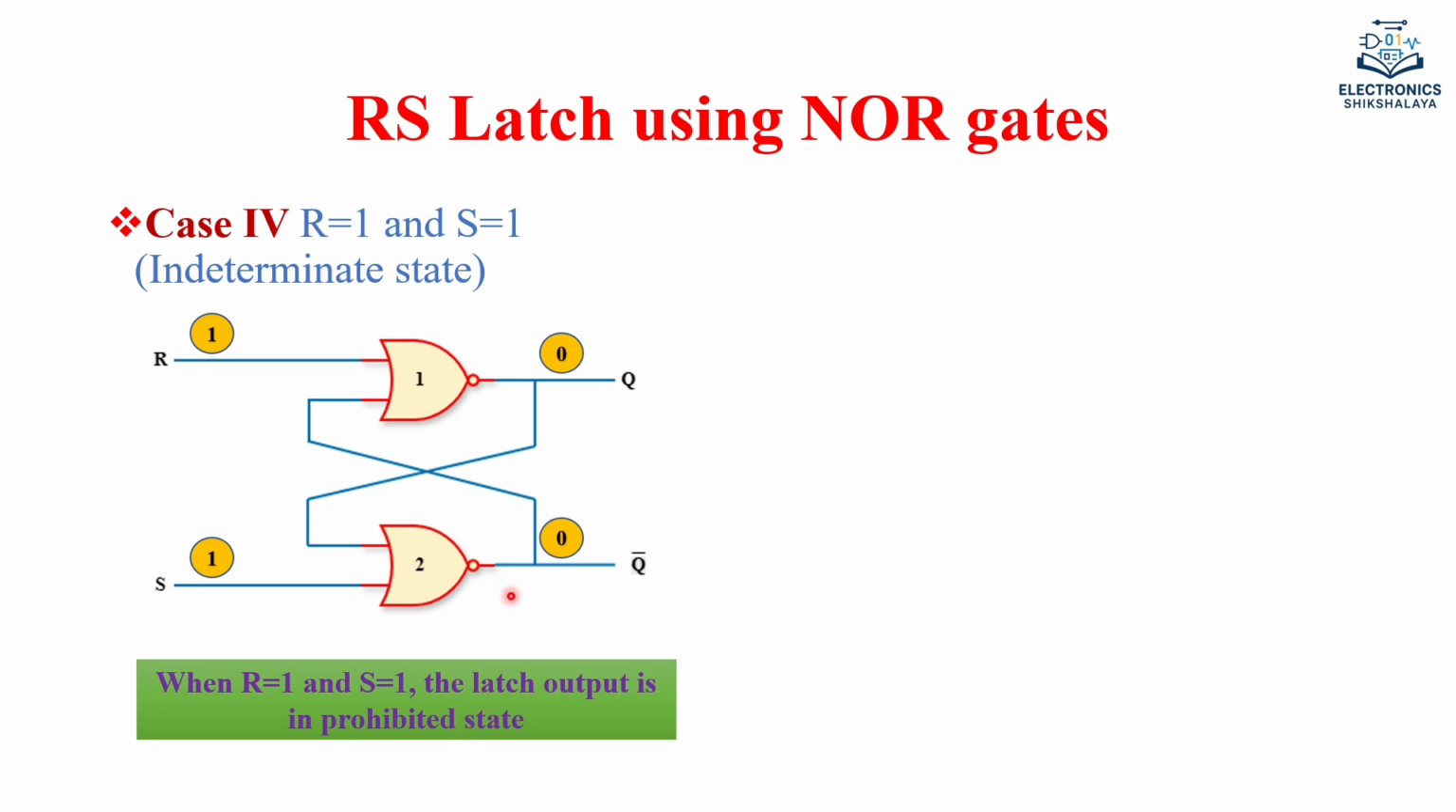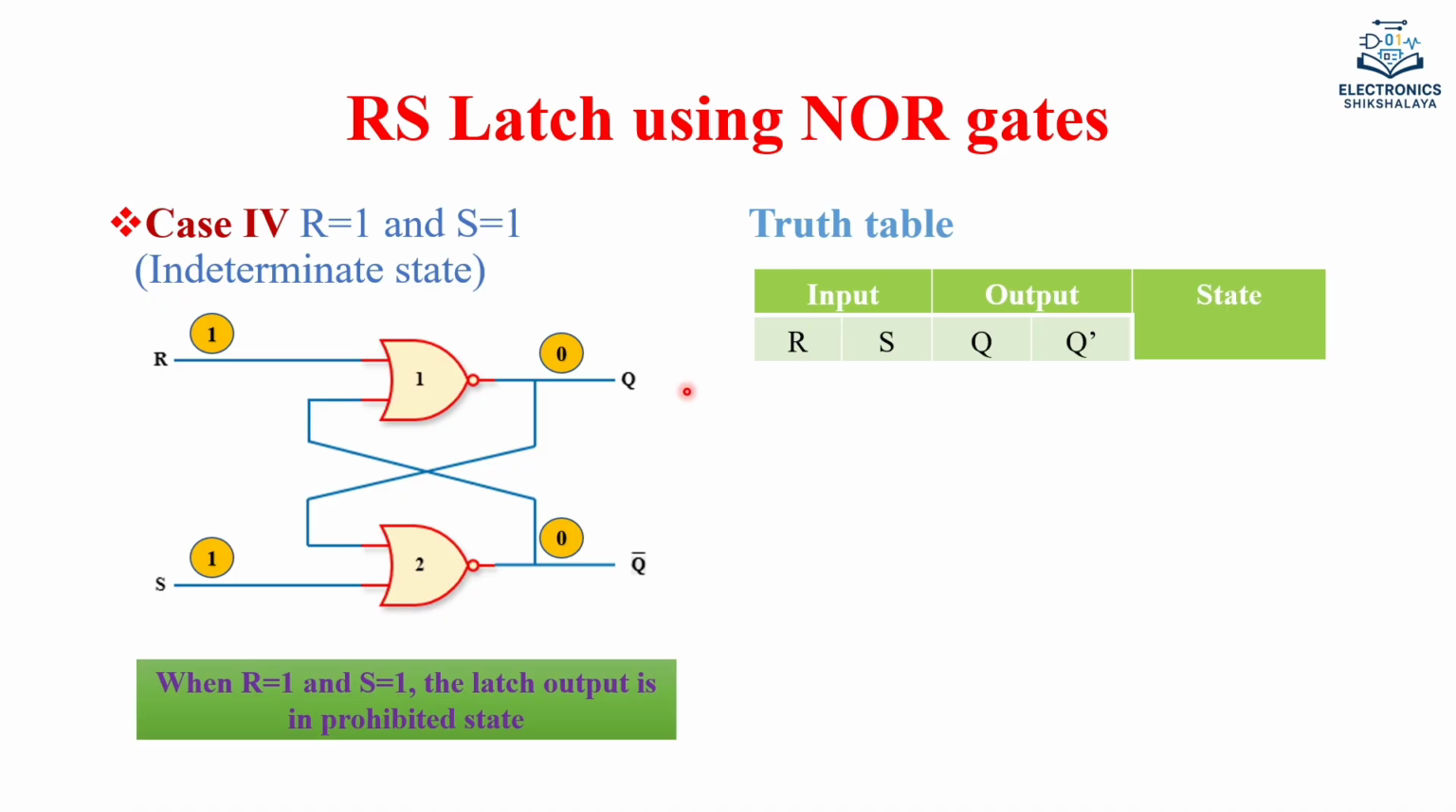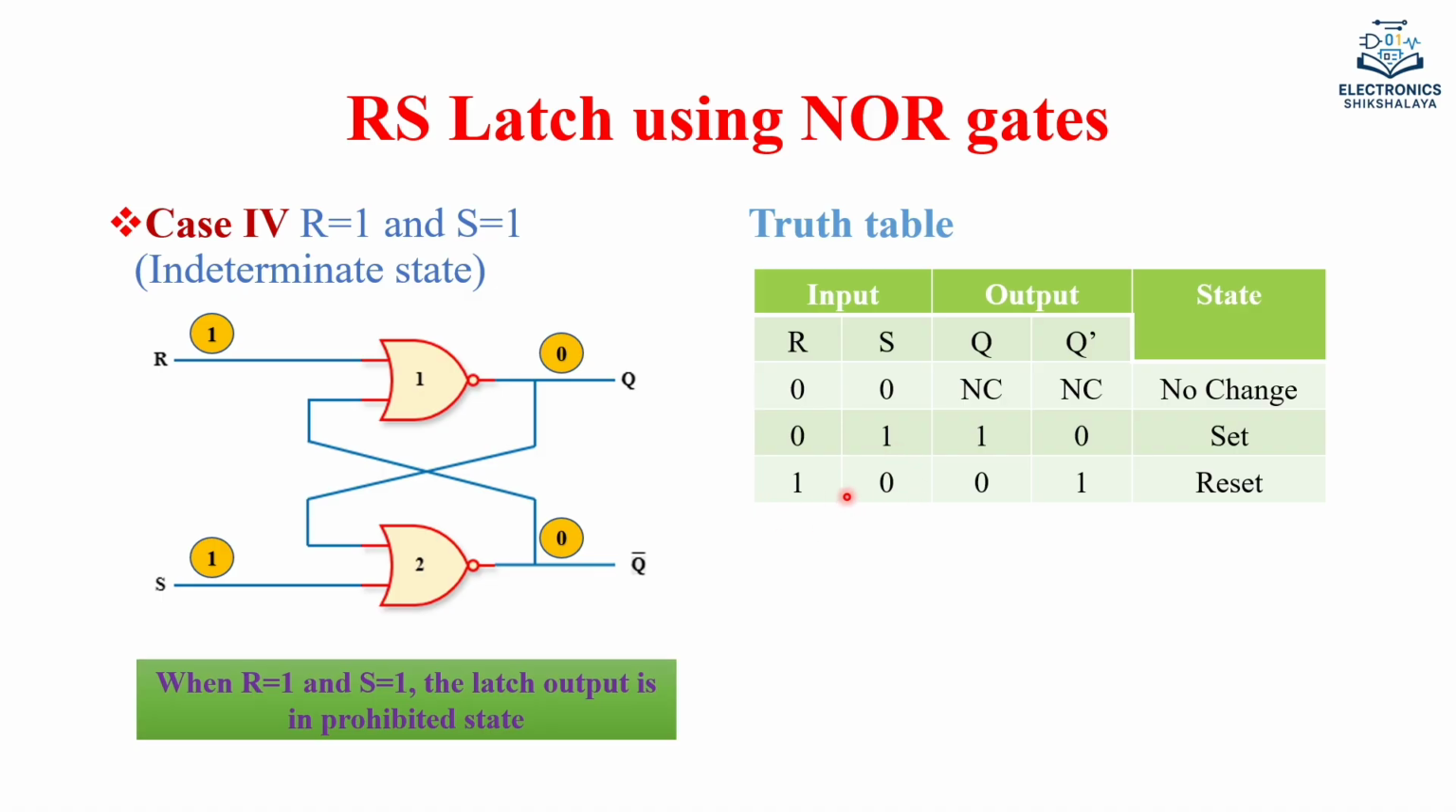So let us see the truth table for different values of R and S. If R value is 0 and S value is 0, we have the no change condition. In order to set this latch, we can apply R value 0 and S value 1. Similarly, this latch will be reset when R value equal to 1 and S value equal to 0. And for 1, 1 we have the indeterminate condition. So that is the thing in case of the RS latch. We have constructed the RS latch using NOR gates, and then we have seen how it operates with the different types of input combinations.